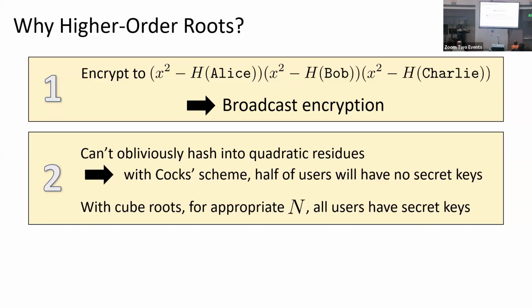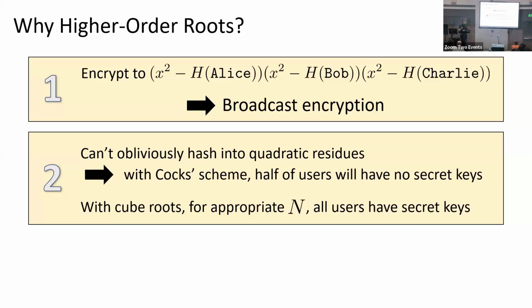Another, maybe less exciting, but I still think interesting consequence is that for Cocks IBE, you actually have to encrypt your message twice, and this is for a subtle reason. So remember that the secret keys are square roots of the hash of your identity. Well, we actually don't know how to obliviously hash into the set of quadratic residues mod n. So if you just hash Alice's name, you might get a quadratic residue, you might not. About half of the elements will be quadratic residues. And if you don't get a quadratic residue, then Alice can't decrypt, right? Because there's just no secret key.